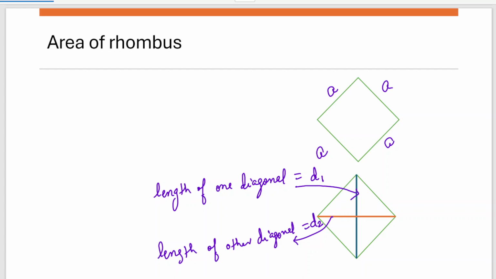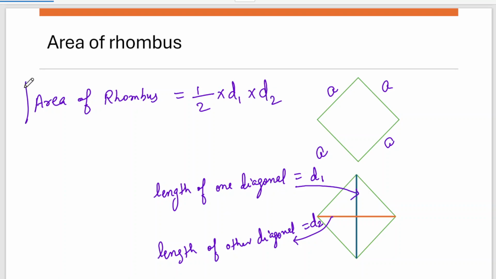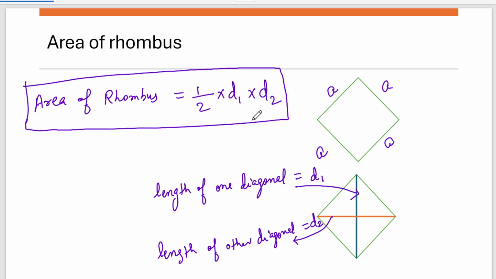Okay, now you have been asked to find the area of the rhombus. So how will you find? The formula for area of rhombus will be half into D1 into D2. That means product of diagonals, and that will be divided by 2, or you can say half into product of diagonals. Very important formula this. Okay, area of rhombus equal to half into product of diagonals, that is D1 into D2.